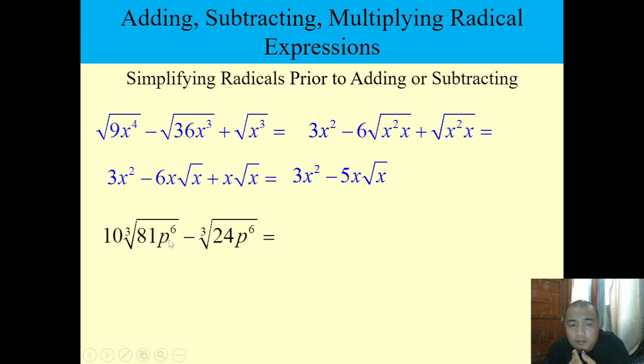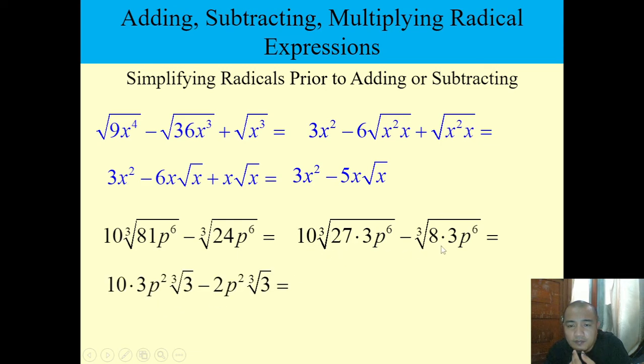10 cube root of 81p to the 6 minus 3 cube root of 27 and 24p to the 6. First factor 81 and 24. For 81, 27 times 3. For 24, 8 times 3. So the cube root of 27 multiplied to 10 is 30. Cube root of 8 is 2. Then, cube root of p to the 6 is p squared. So the answer is 30p squared cube root of 3 minus 2p squared cube root of 3.